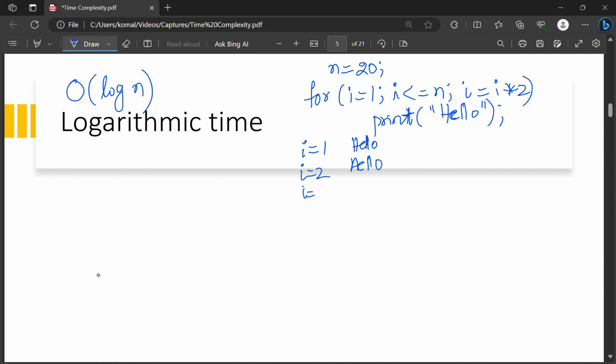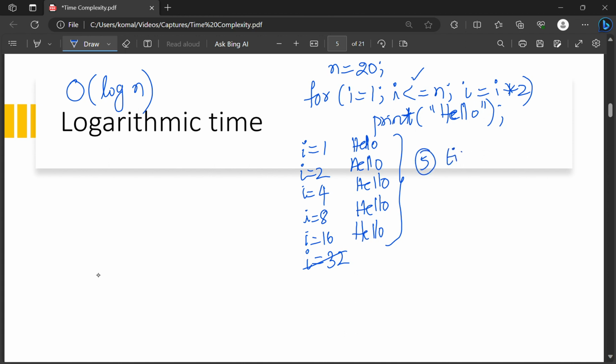Next time I becomes double its previous value, it prints hello. Next time I becomes 8, it prints hello. Next time I becomes 16, it prints hello. Next time I becomes 32 and it cannot satisfy the condition I less than or equal to n, it fails, it can't print. So totally how many number of times this hello got printed? 5 times.